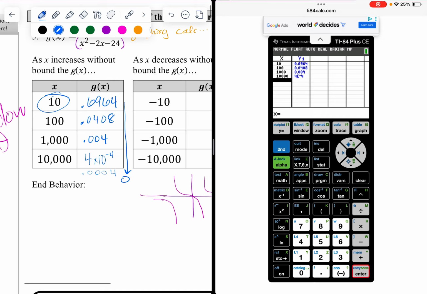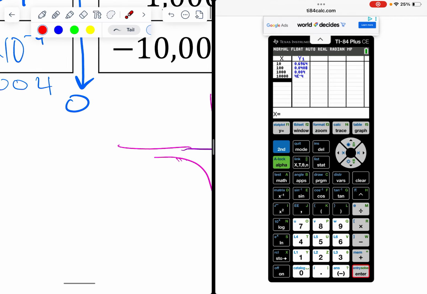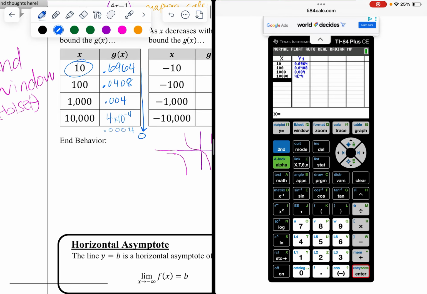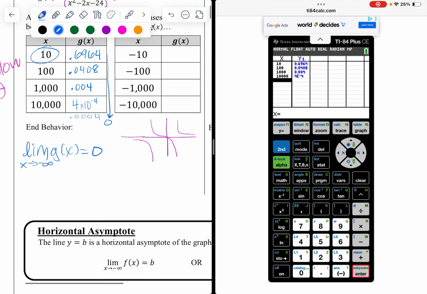So as I'm looking here on this graph, as it gets closer and closer, we're approaching that 0 value. It's never going to cross that 0 value. So we say that the limit as x approaches negative infinity, right, it's going to the left, that g of x is approaching 0 or getting closer and closer to 0.